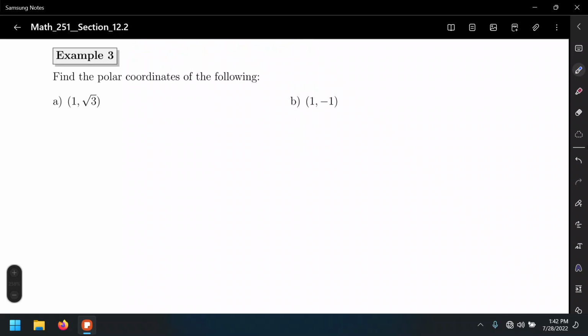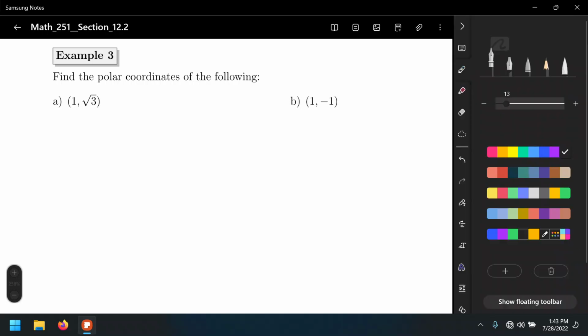Let's do the reverse. Find the polar coordinates for the following. Number 1: my advice when going backwards is to first plot the point, because we can get the same angle for different points if we don't know where the point is located, and we may get the incorrect angle. So let's see. The point 1, root 3 is located here. This is going to give rise to a right triangle.